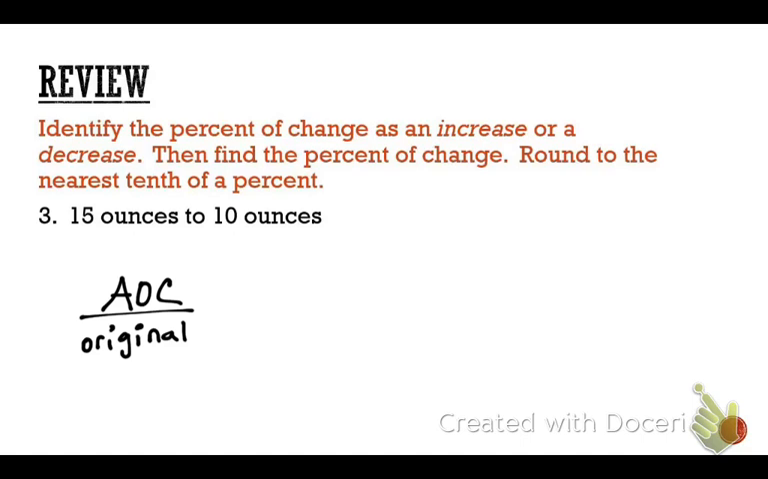Very good. So guys, if something was 15 ounces and now it's 10 ounces, how much did it change? You subtract it. So take 15 minus 10. Originally, how much candy did we have? 15 ounces. So I'm going to divide it by 15. How many ounces did it change by? It changed by 5 ounces because 15 minus 10 is 5. So now we're going to do 5 divided by 15.